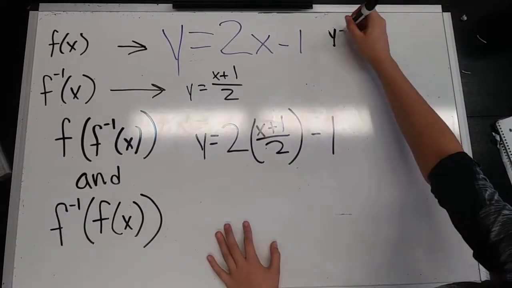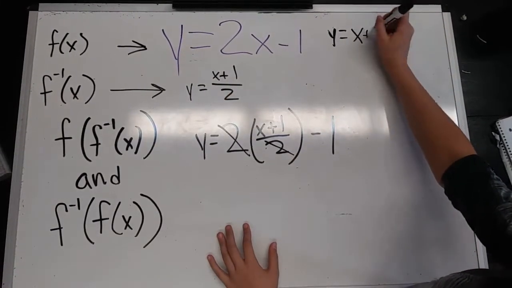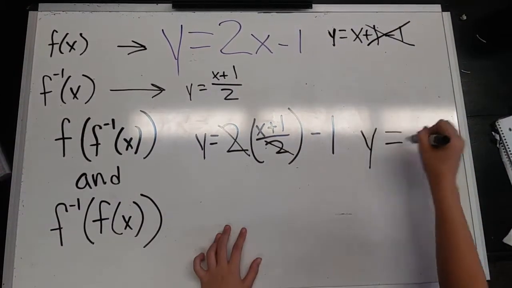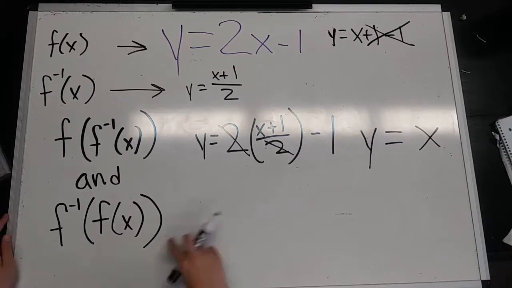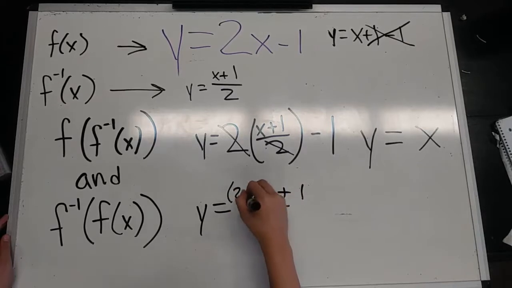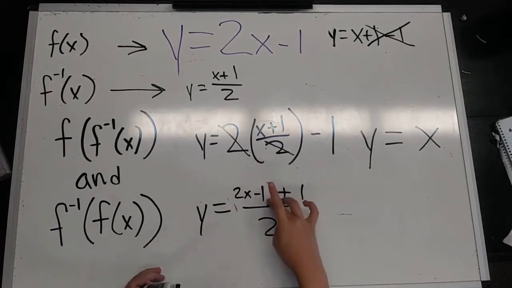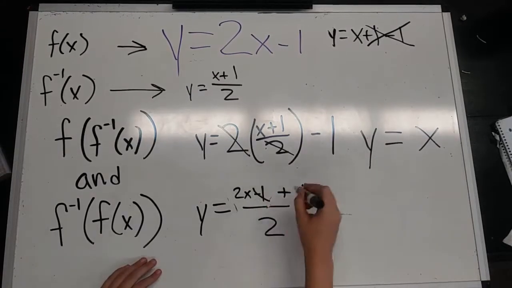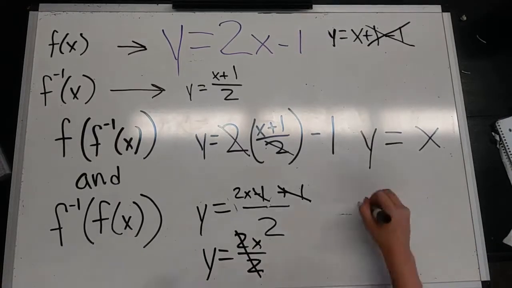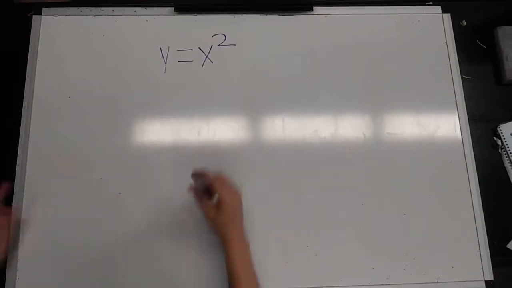Now, we simply solve for y. In doing so, we end up with y equals x. If you arrive with y equals x, that determines your work is correct. Let's repeat this process for the second part, which would be the inverse of f of x. Again, we simplify, and we are left with y equals x, which determines that our work is correct.